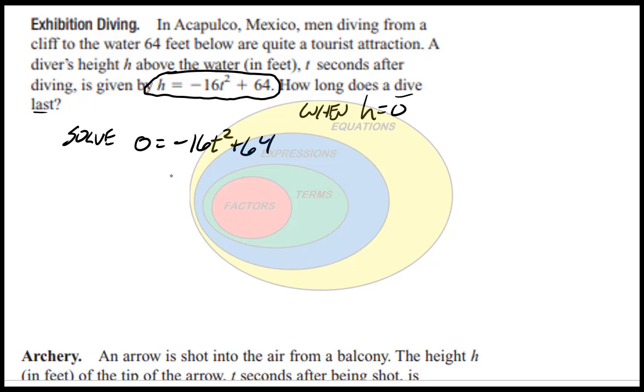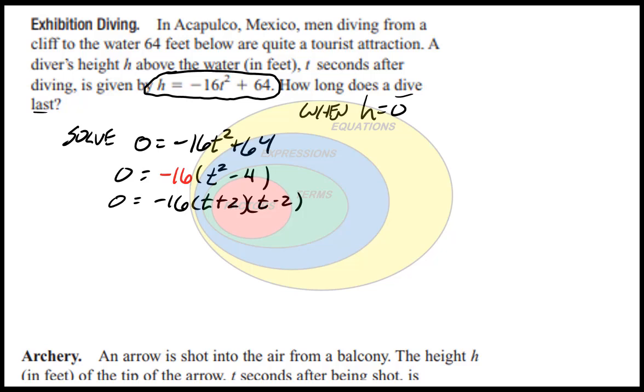We'll try and factor a greatest common factor of negative 16 out. I'd leave t squared minus 4. And then continuing to factor, we get negative 16 times, this is a difference of squares, t plus 2 times t minus 2. So the zero factor property says to take these variable factors, t plus 2, and set it equal to 0, or t minus 2 equaling 0. So when we solve these, we get t equals negative 2, or t equals positive 2, just adding 2 to both sides.